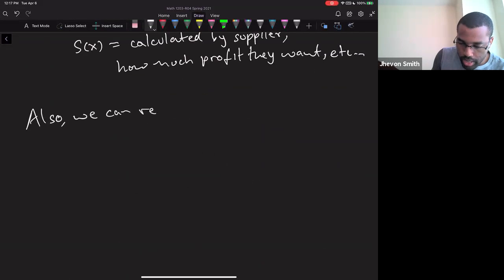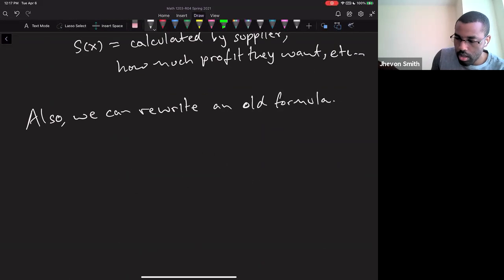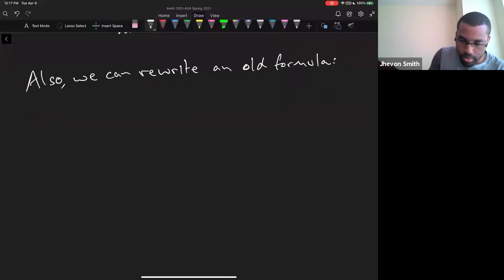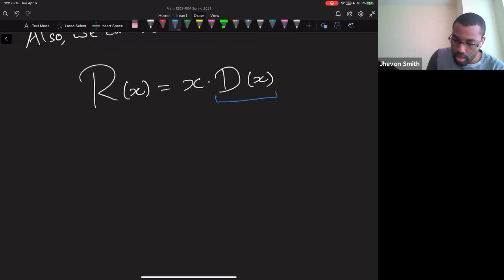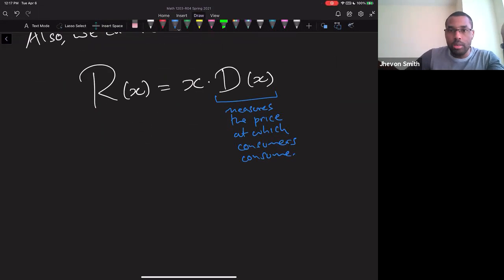we can rewrite an old formula. Revenue can be thought of in a different way now. Revenue, R of x, can be thought of as x times D of x, right? So D of x does measure the price, right? So that is the price that I can reliably sell X items for. So if I tell you the demand function, or actually to build the demand function, and you need for some reason to find revenue, you would simply find that by multiplying the demand function by X, right?